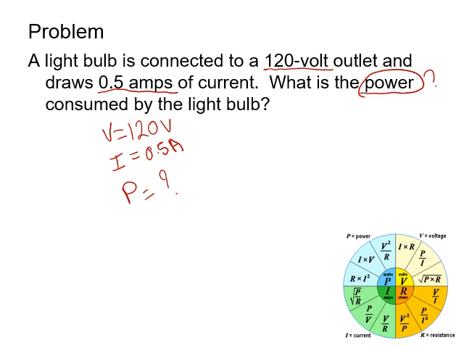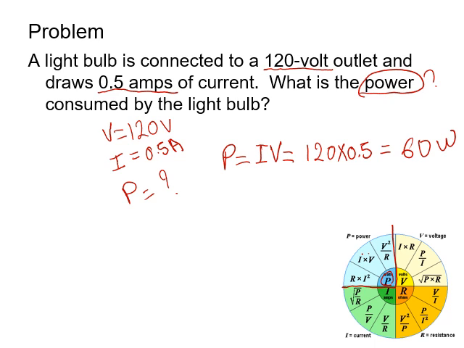I'm going to go to our diagram here. I need to calculate P, so that's what I'm interested in. So I'm going to be looking into that quadrant. And then I have I and V. So I have I and I have V. So my equation is going to be P equal to I V, which is going to be equal to 120 multiplied by 0.5, and this is going to be 60 watts. All right, so let's go to the next problem.